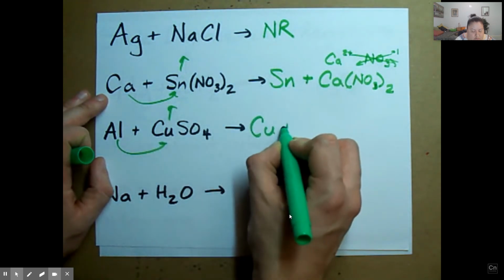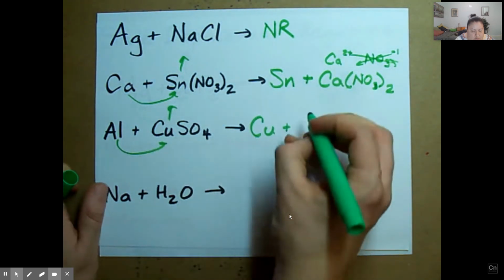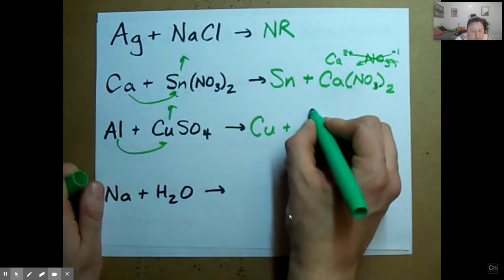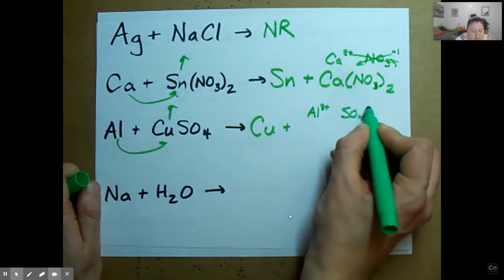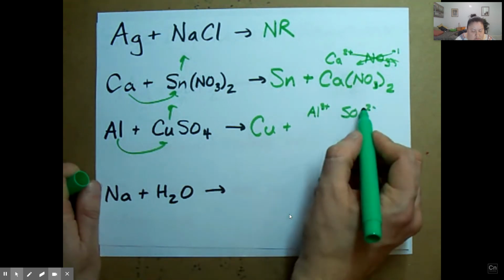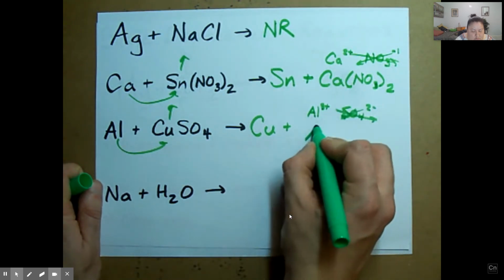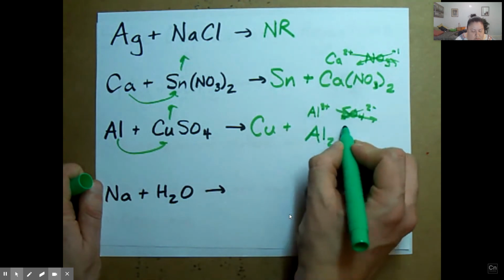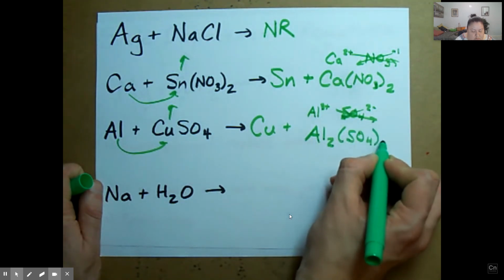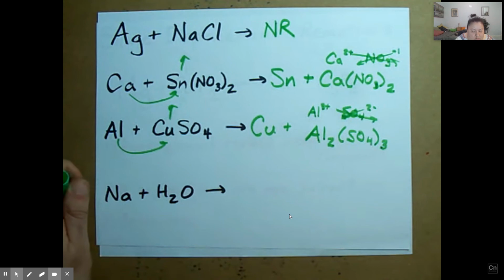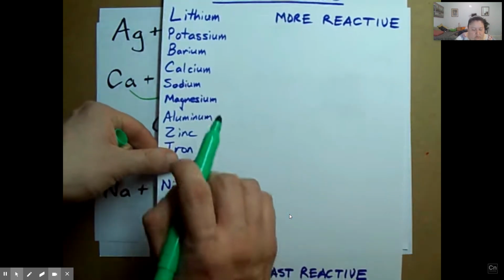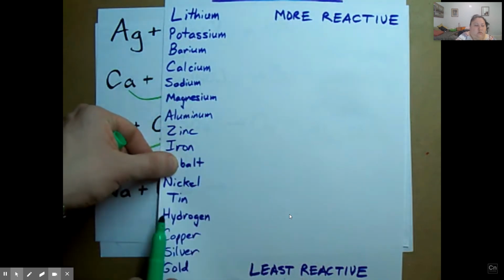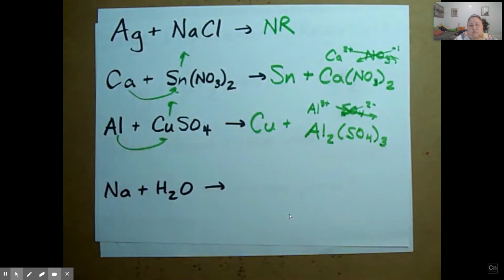Aluminum boots out the copper. The copper is all by itself now, and aluminum is bonded with sulfate. Aluminum is 3 plus, sulfate is 2 minus. Crisscross. Al2(SO4)3. Done. Will sodium replace hydrogen? Now, sodium is way up here, hydrogen is way down here, so yes, it will.